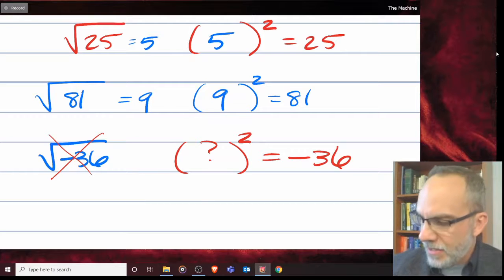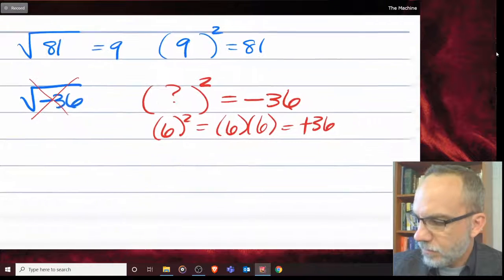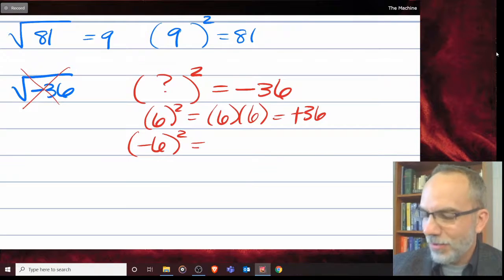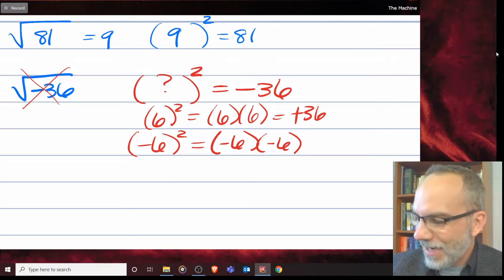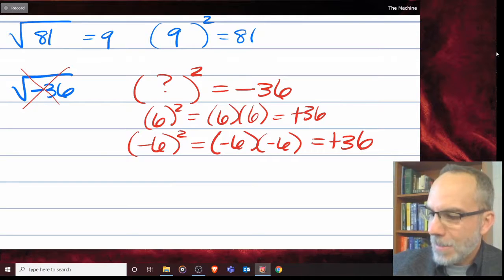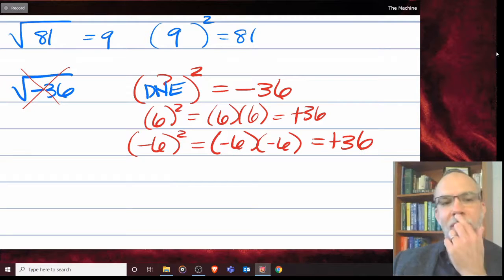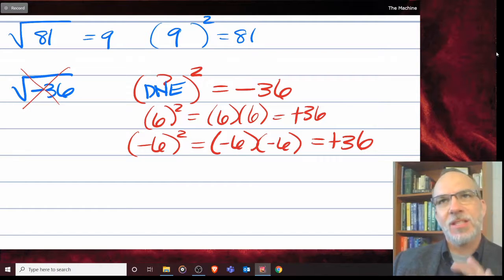Well, you can't tell me it's 6 because 6 squared is equal to 6 times 6, which is equal to positive 36. And believe it or not, you can't even tell me negative 6 works because negative 6 squared, remember the negative is part of the base, that's going to be negative 6 times negative 6. And a negative times a negative is a positive. That's also positive 36. So there's nothing in here. This does not exist. DNE. That's why you can't take the square root of a negative number, because nothing squared turns out to be negative.